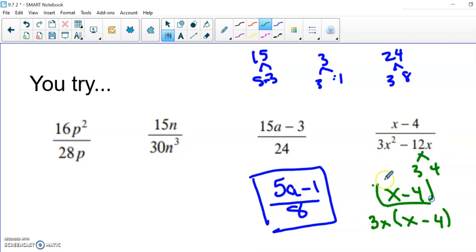So this one, it looks like we can cancel these out, but be careful. Remember, we have to put a 1 up there. We can't just move the 3x to the numerator. It's already in the denominator. So my answer for this one is 1 over 3x.